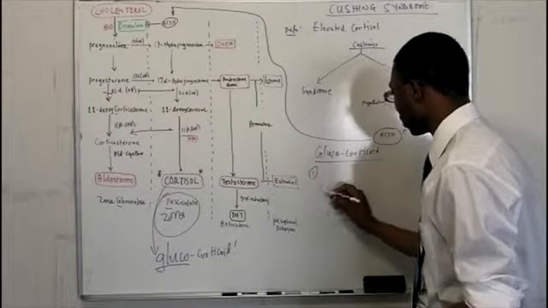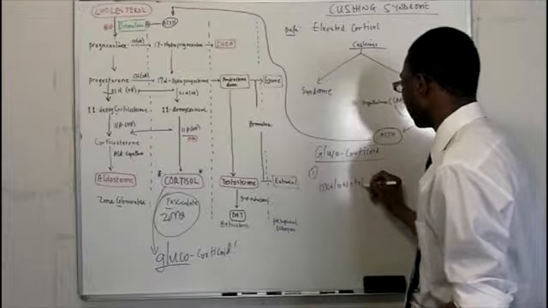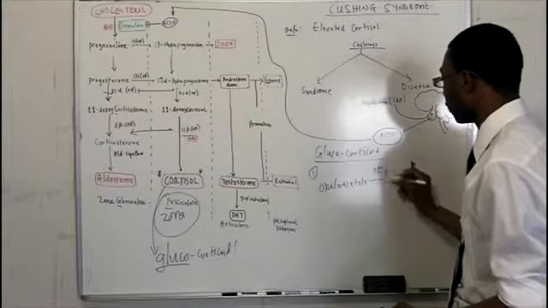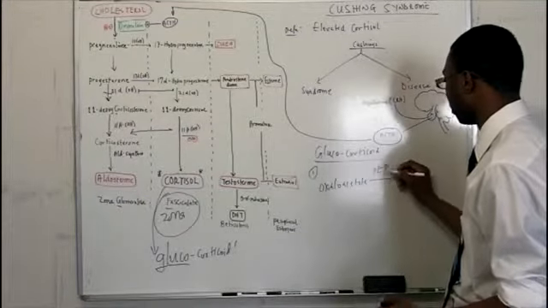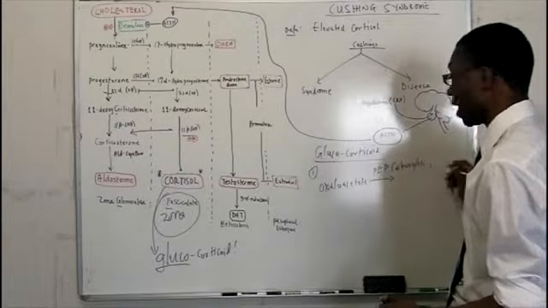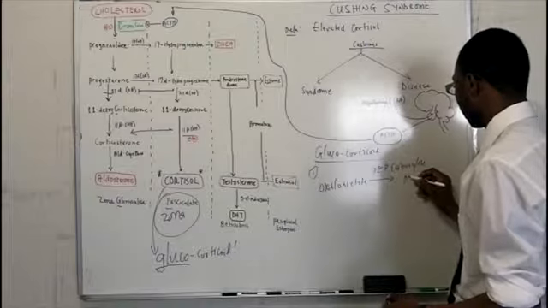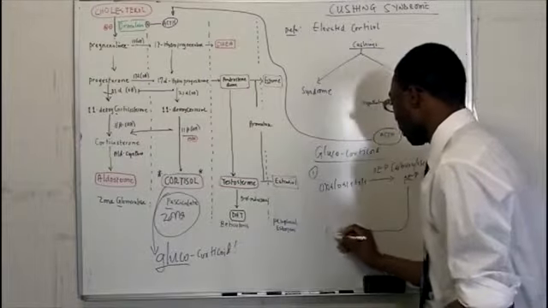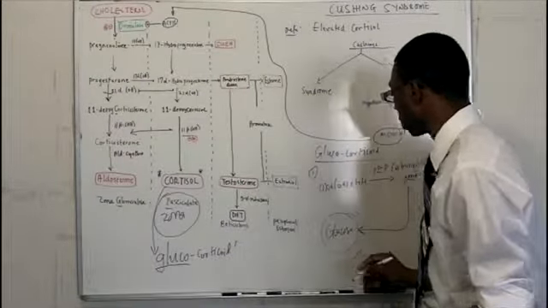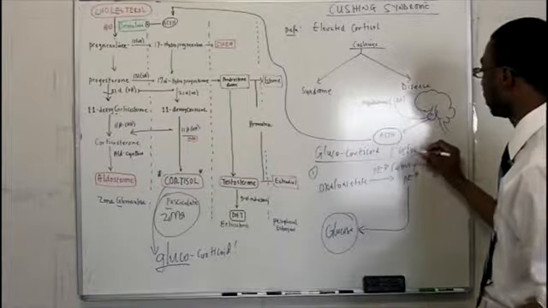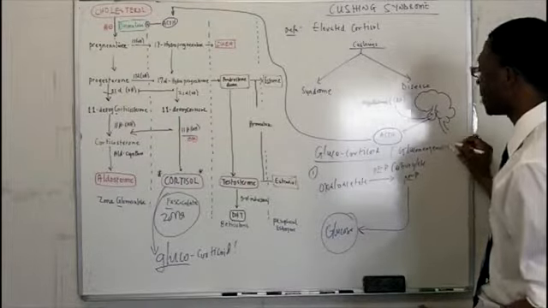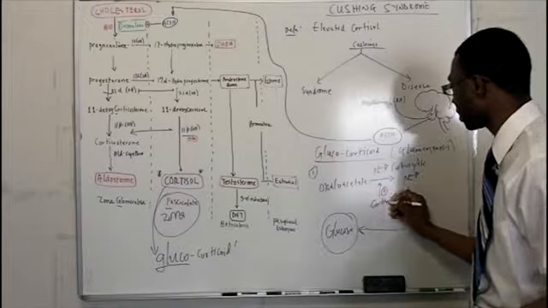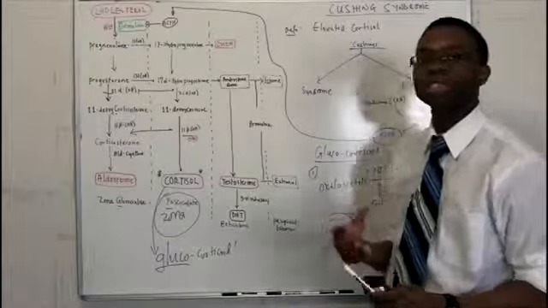It's going to convert oxaloacetate all the way back using phosphoenolpyruvate carboxylase enzyme to make what? Phosphoenolpyruvate, which is now going to reverse all the way back to form glucose. And now you just underwent gluconeogenesis.